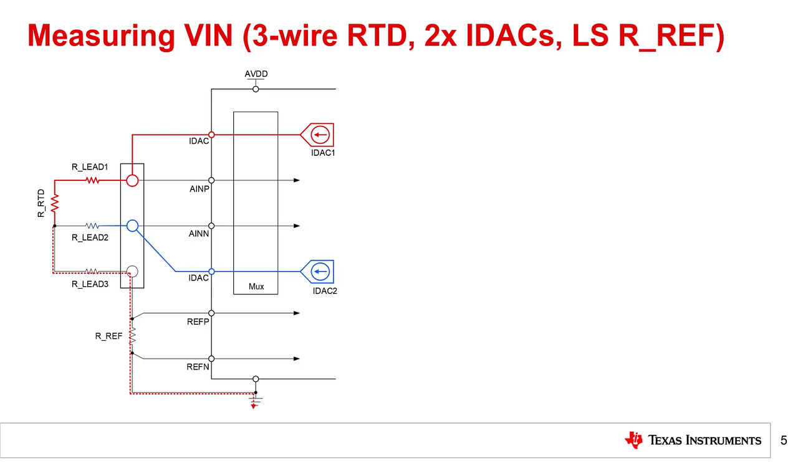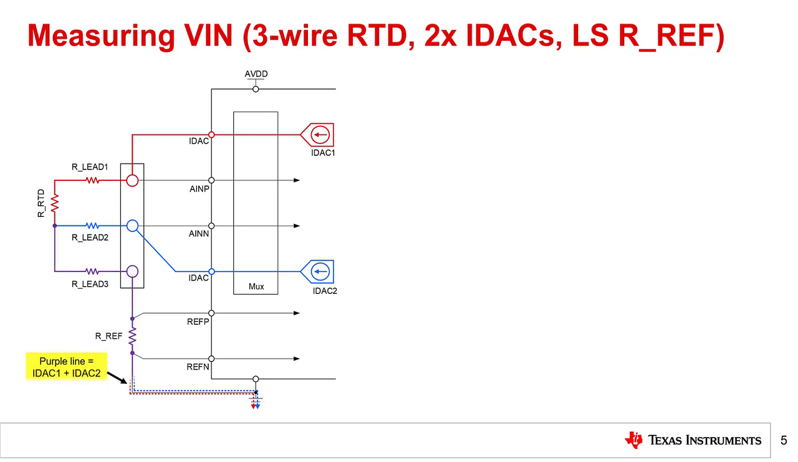At the same time, the blue current from IDAC 2 is output on the bottom IDAC pin. This current passes through our lead 2 and meets IDAC 1 at the bottom of our RTD. Similar to IDAC 1, the IDAC 2 current then flows through our lead 3, then our RREF, and finally to ground. Now, there are two currents flowing through the bottom half of the RTD measurement system.